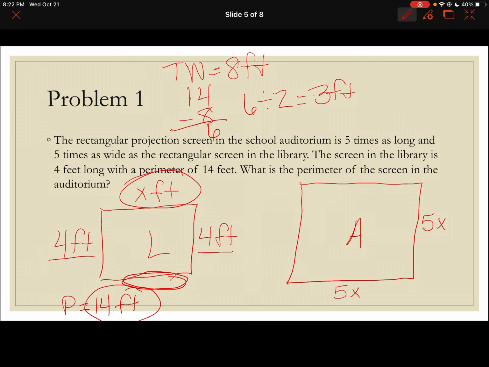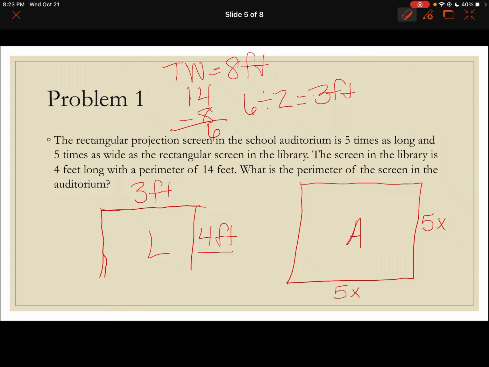So let's erase this X. Let's erase that 4. So our length or width, whichever one you want to call it, our width is 3 feet. So for the library projector screen, we have a length of 4 feet and a width of 3 feet, okay? And a perimeter of 14 feet still.